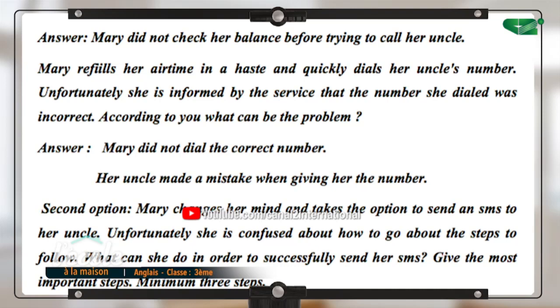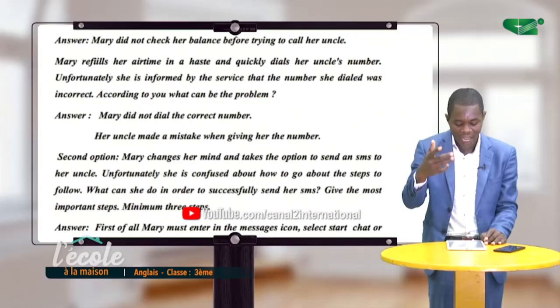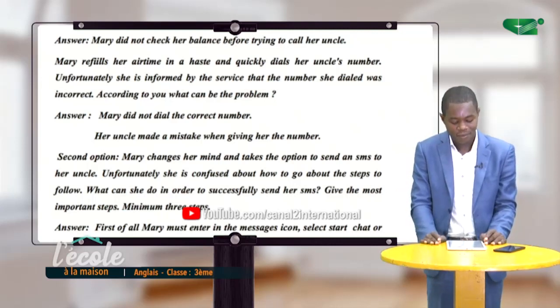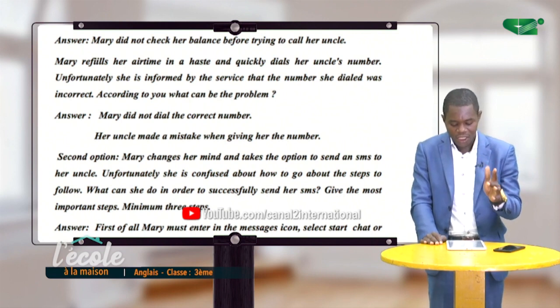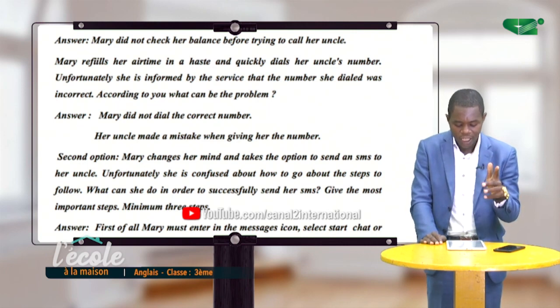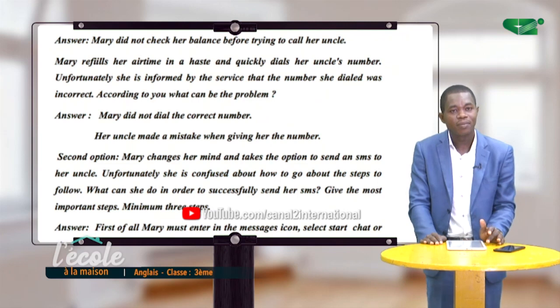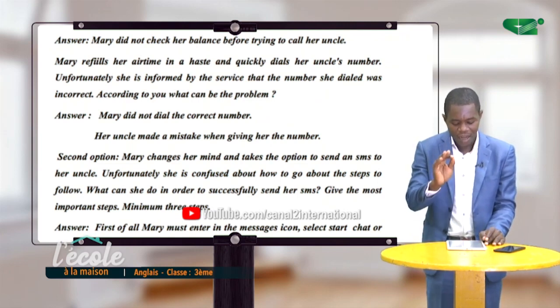All right. After that, we will follow. Mary refills her airtime because there was not enough airtime. She refills her airtime in a haste and quickly dials her uncle's number. Unfortunately, she is informed by the service again that the number she dialed was incorrect. And the question goes like this. What can she do in order to successfully pass her phone call?